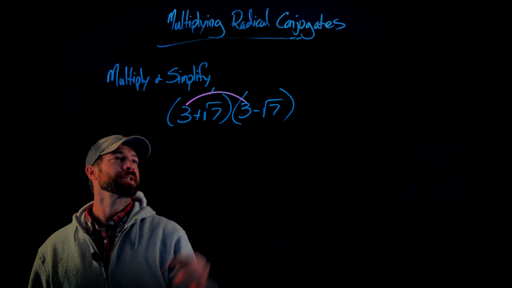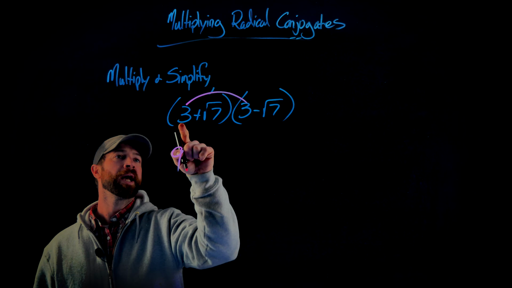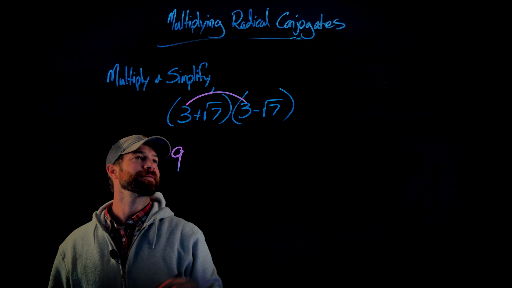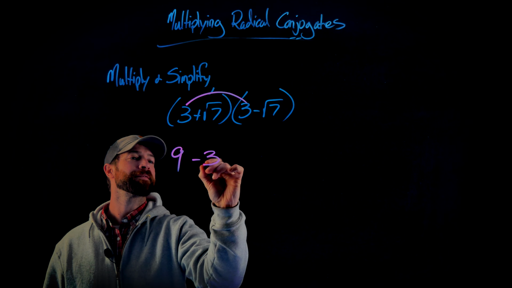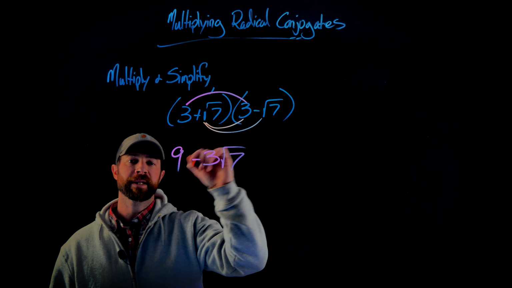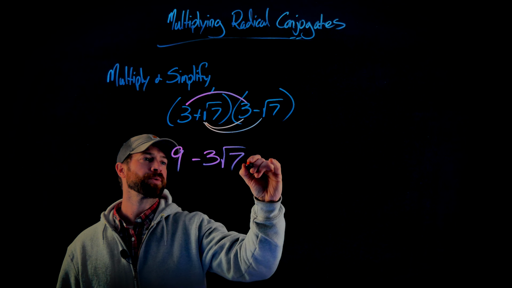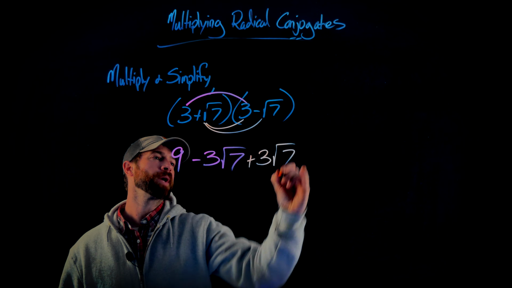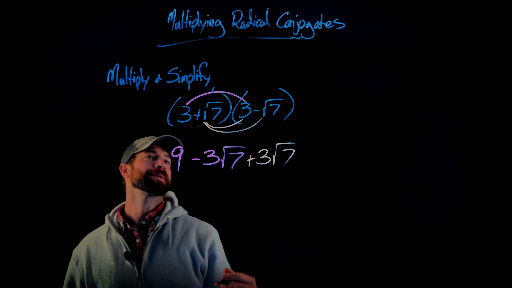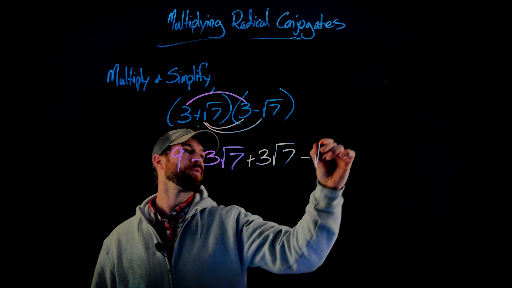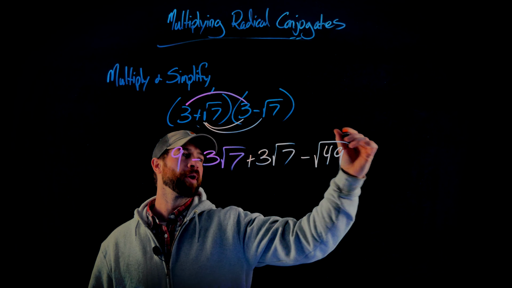My first multiplication is 3 times 3, which is 9. I get a 3 times a negative square root of 7. This gives me negative 3 square root of 7. Now to the second set of multiplications, I have 3 times the square root of 7 is a positive 3 square root of 7. The square root of 7 times the negative square root of 7 is the negative square root of 49. I want to make a note here.